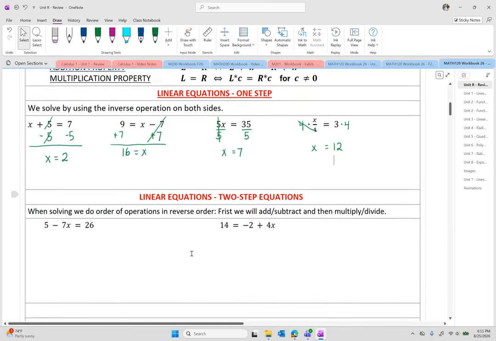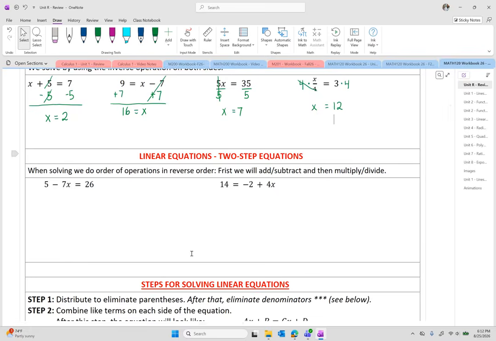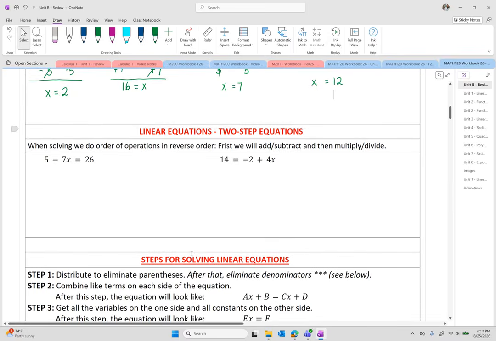Now, when I have linear equations that have both addition and multiplication in their sides, then we do the order of operations in reverse. First we will add and subtract, and then we will multiply and divide. And remember that we will do that in both sides.